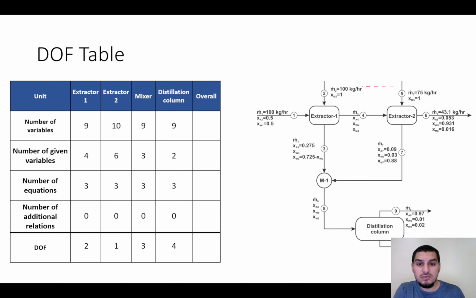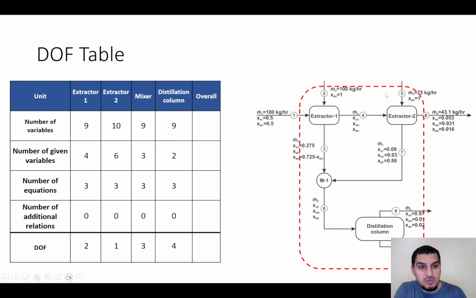If we look at the overall loop, we would see that we are interested in streams 1, 2, 5, 6, 8, 9, and 10. These are the only streams that are crossing the boundaries. So now let's count the number of variables. We have 1, 2, 3, 4, 5, 6, 7, 8, 9, 10, 11, 12, 13. The number of given variables is 2, 3, 4, 5, 6, 7, 8, 9. So we have 9 given variables and 3 equations, so this makes the degrees of freedom 1.